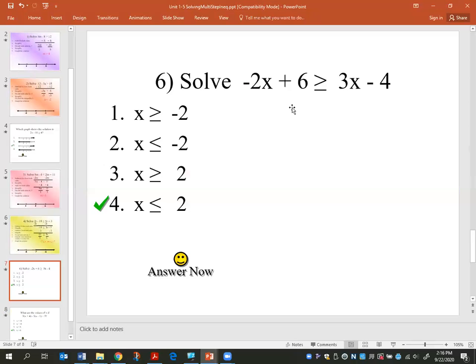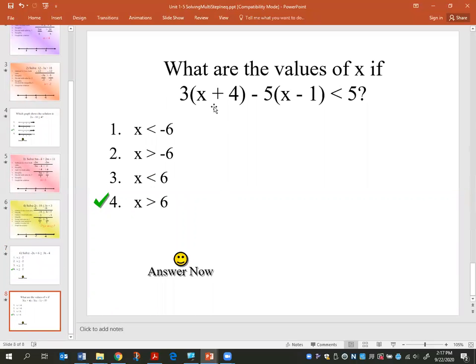Okay, so here's one for you guys to solve. Remember, if you take your variables to the right, then at the end, you have to flip it around. So it's better if you take your variables to the left. So you can try that one. You should get x is less than or equal to 2.